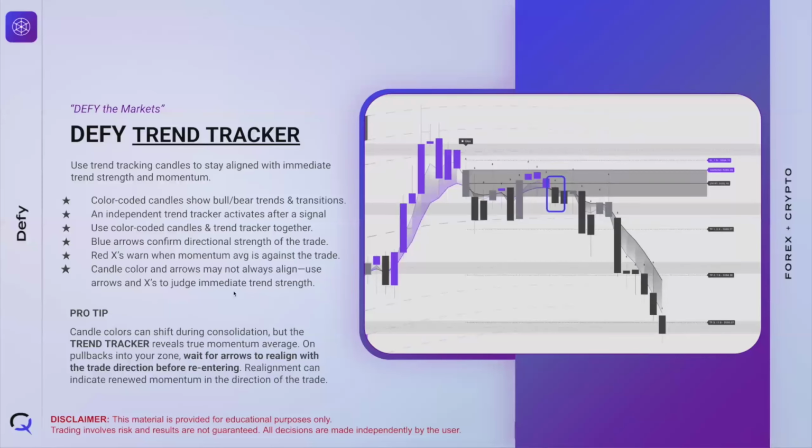Okay? So we just discussed this, but again, the pro tip is that the candle colors may shift sometimes during consolidation, but the trend tracker is going to reveal the true momentum average. So on pullback into your entry zones, which is what you see here, see how this gray area, this is really your entry zone. And you see once the idea came negative, the candle started to consolidate, right? So this wasn't a fast moving trade.